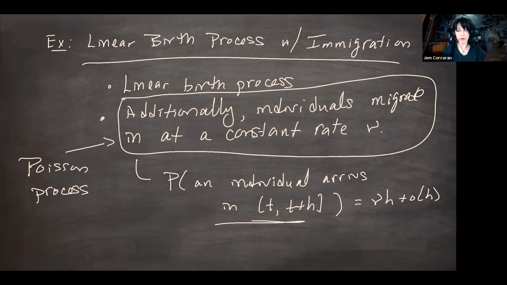And it means the probability of greater than or equal to 2 arrivals in a little interval of time is still little o of h. So I guess that's what I should have written. By this, additionally, individuals migrate in means a Poisson process, a constant rate process that you're adding to the population.